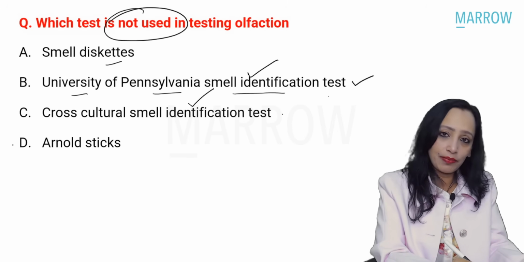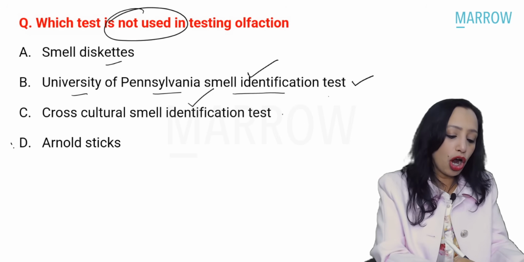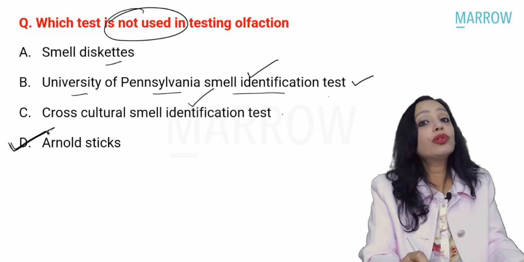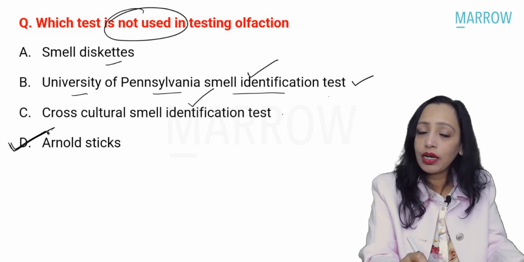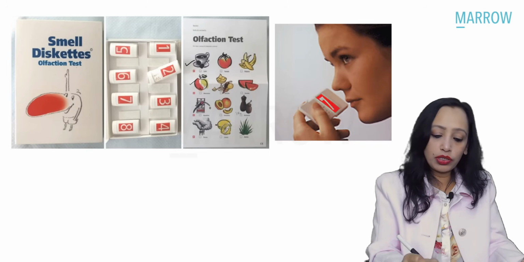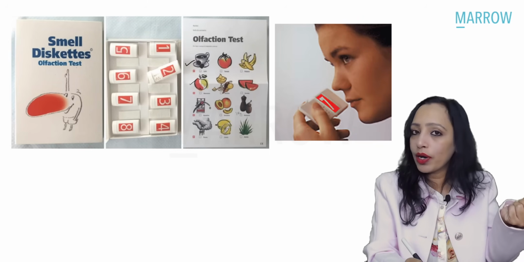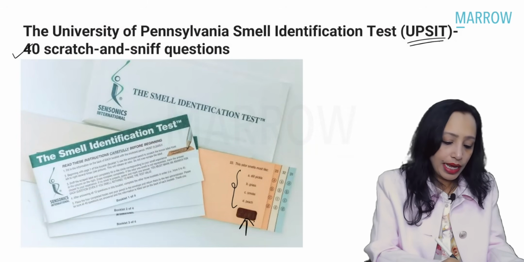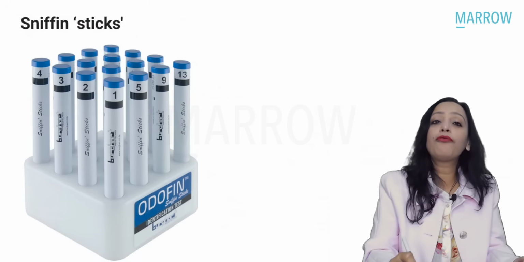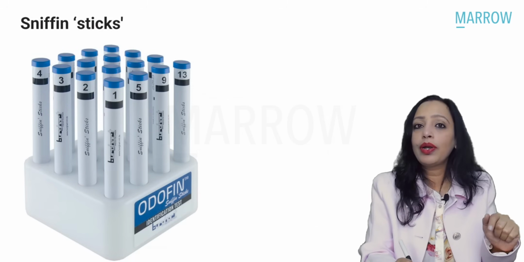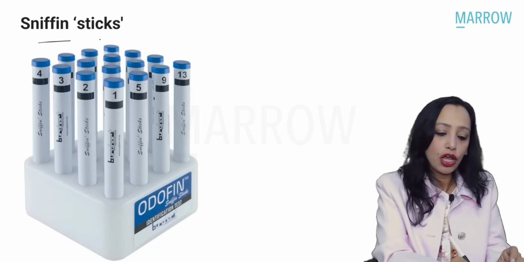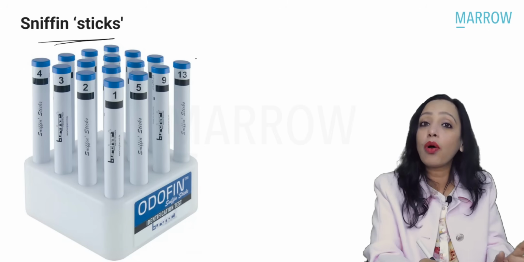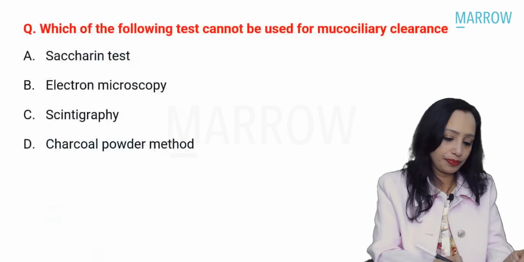The Arnold sticks is, yes, the odd man out. This is not used for testing olfaction. Now, do we use any sticks also in testing olfaction? For testing olfaction, I just showed you that the odorants are provided in the form of microencapsulated discs or in the form of scratch and sniff. They can also be provided in the form of pencils or pens. They are known as sniffin' sticks. So yes, this can be used for testing smell, but not Arnold sticks. There is nothing like Arnold sticks for testing olfaction.